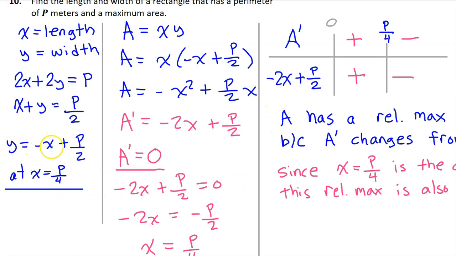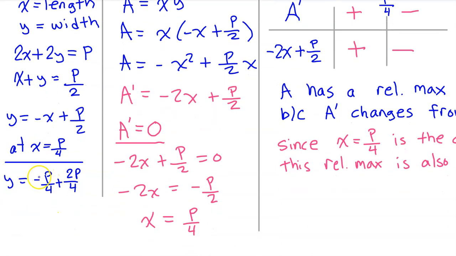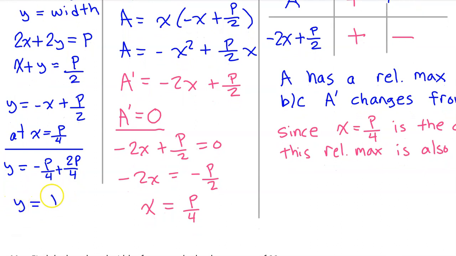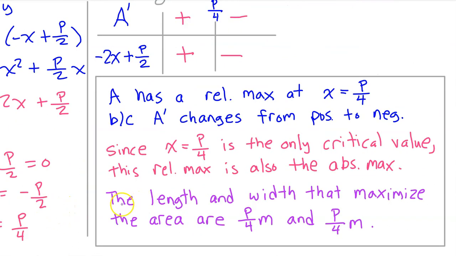So here is our expression for y. At x equals P over 4, this becomes y equals negative P over 4 plus P over 2. I need like denominators, so I'm going to go ahead and multiply by 2 over 2. So I'm going to write this as 2P over 4. Negative 1P plus 2P is P. So y is P over 4. Just add this on for your final answer. The length and width that maximize the area are P over 4 meters and P over 4 meters.